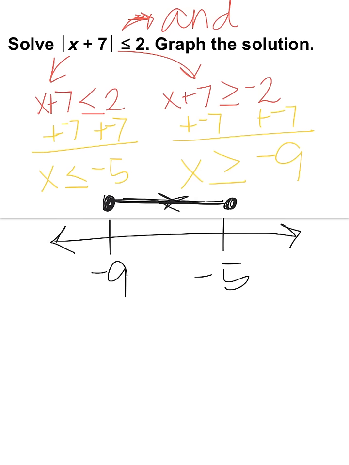The one last thing that I have to do, because it's an AND statement, I need to rewrite the inequality part. So what I'm going to do is I'm going to put the smallest number. I'm going to do negative 9. It's pointing at that, so negative 9 is less than or equal to x, which is less than or equal to negative 5. So that's my final answer.